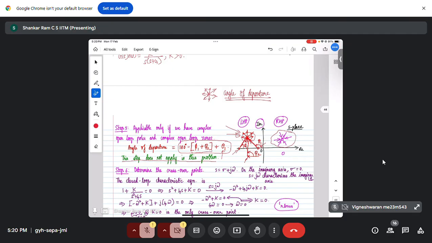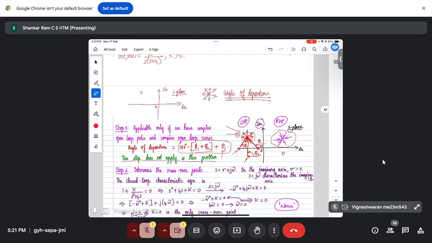Sir, what is theta1, sir? Can you repeat, please? Theta1, see, I'm just considering a generic example, Roshan, without loss of generality. I have arbitrarily chosen an open loop zero. Let me redraw this figure.